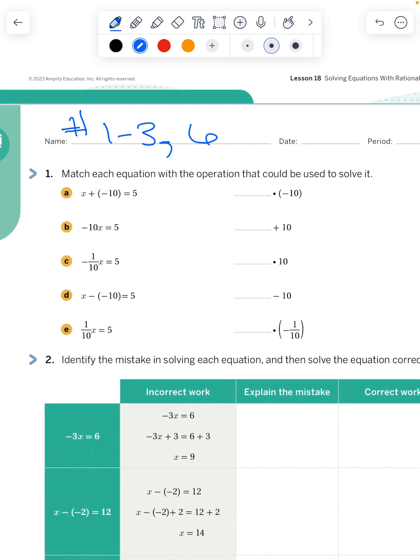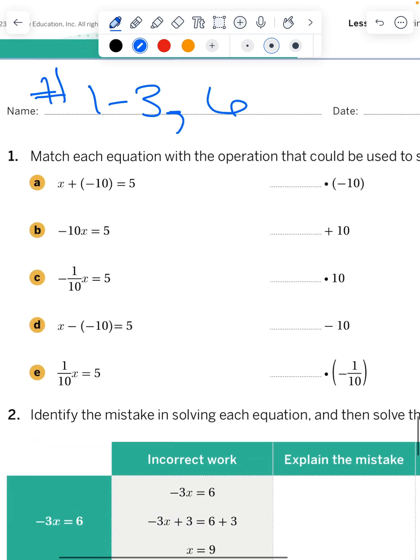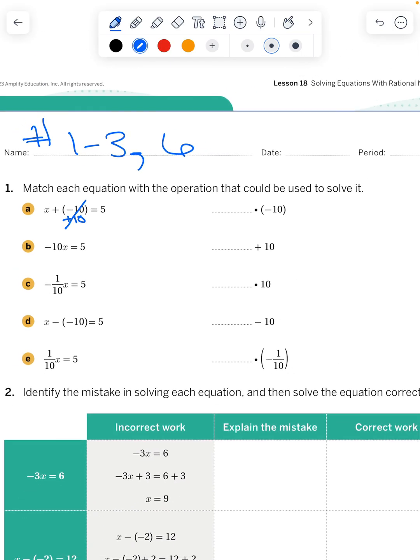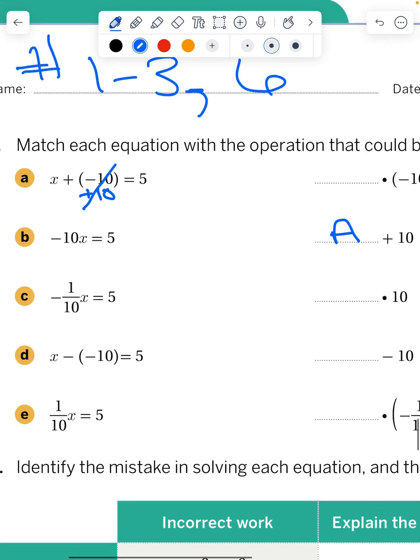Okay, let's look at number 1. We were matching each equation with the operation that could be used to solve it. So again, if I had something plus a negative 10, to get that x by itself, I want this to be 0 on the right. So I would add 10 to both sides to get those to cancel out. So adding 10 would be right here.